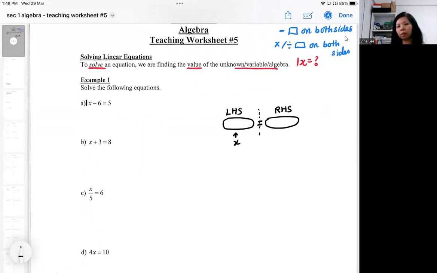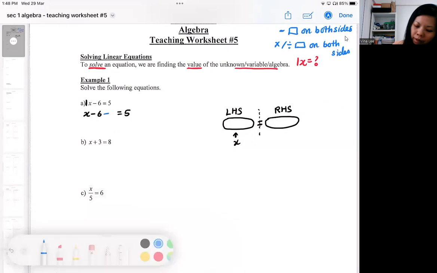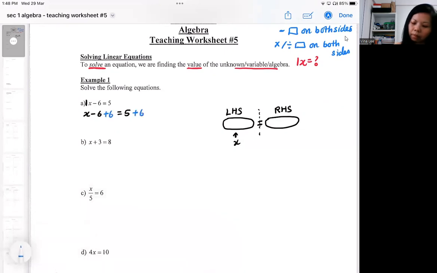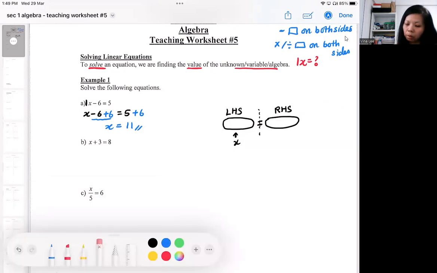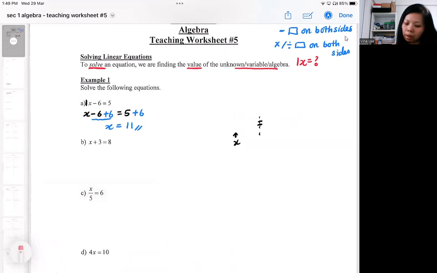When we say we want to isolate, for example, in this question, x minus 6 is equal to 5. We want to isolate the x. How am I going to isolate the x? I am going to plus 6 on both sides, because when I do a plus 6, this part becomes a 0. So I got x equal to 11. So you add something on both sides, or you can minus something on both sides.